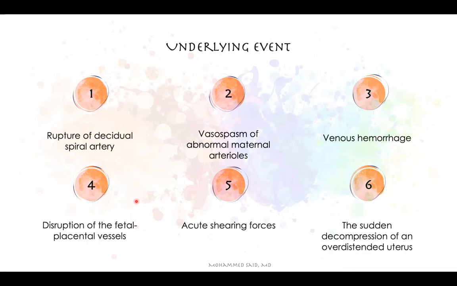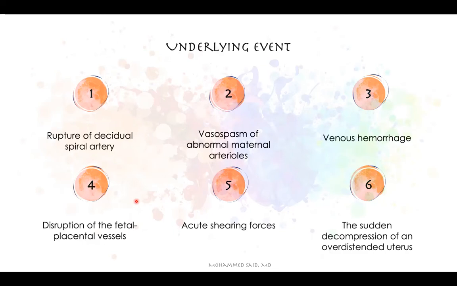So sometimes when you have thrombosis in the placental vessels, there are going to be necrotic areas, and this area is going to have venous bleeding in it. Less commonly, there is going to be a disruption of the fetal placental vessels. And the acute shearing forces also.